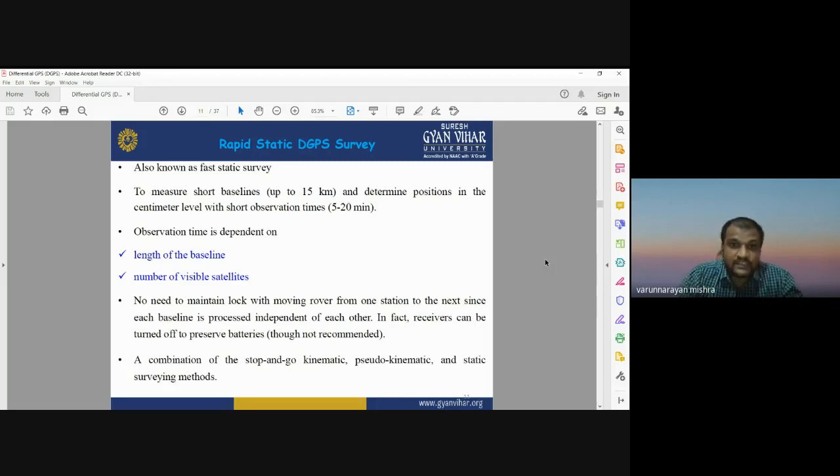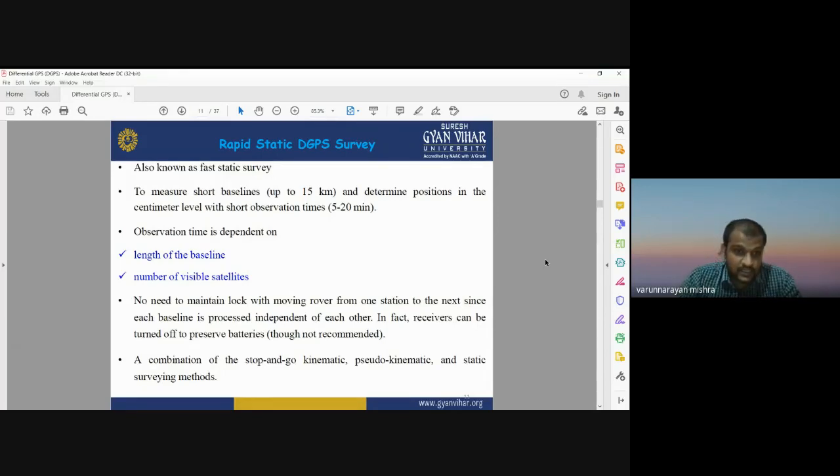It determines the position at the centimeter level, but we are using short observation time, like you have to wait for 5 to 20 minutes at the same location to get the observations. The observation time depends on the length of the baseline and the number of visible satellites.